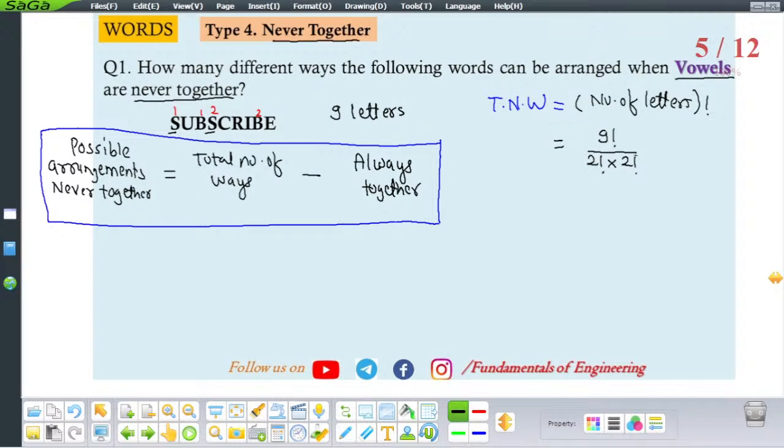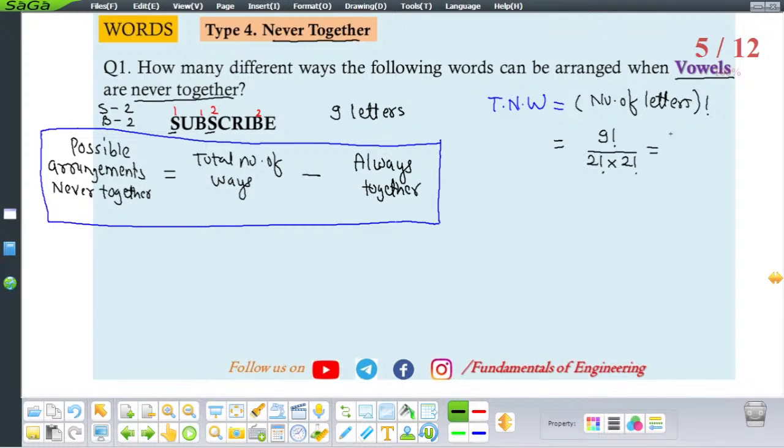So 2 factorial for S repeated twice, and 2 factorial for B repeated twice. That we have taken. So for the 9 factorial value, I have already told you to take a screenshot of the factorial values. Why is that important? Again, take the 9 factorial value and divide with 2 factorial into 2 factorial. The 2 factorial value is 2, and 2 into 2 is 4. So 9 factorial divided by 4.